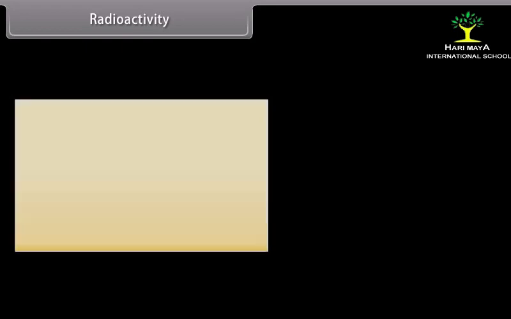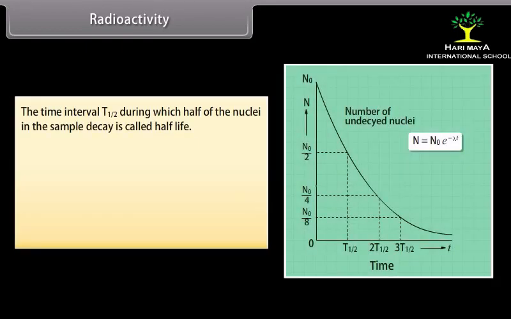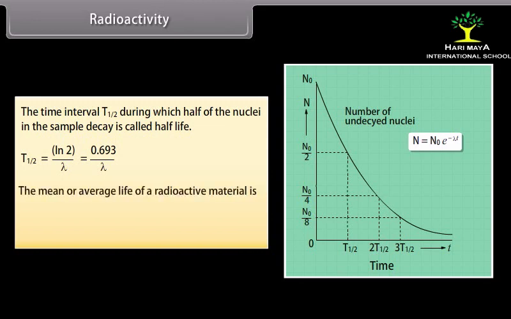Radioactivity. The time interval t½ during which half of the nuclei in the sample decay is called half-life. t½ = ln2/λ, which is equal to 0.693/λ. The mean or average life of a radioactive material is τ, which is equal to 1/λ.